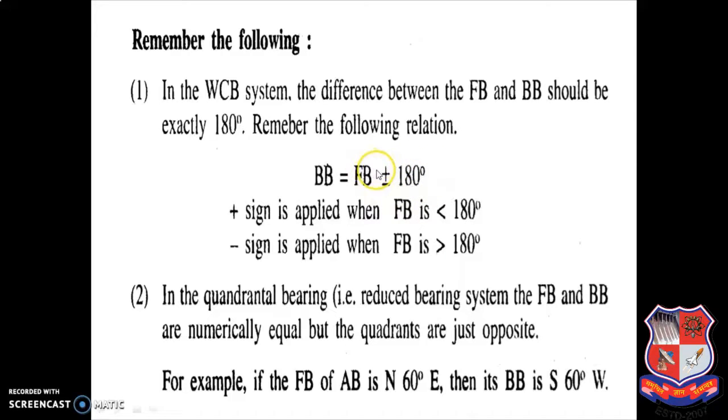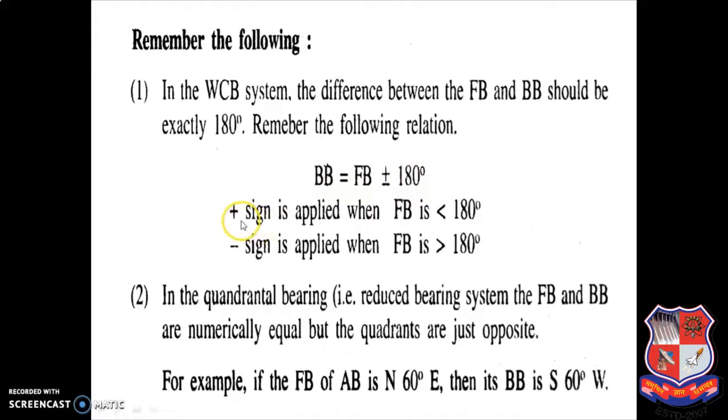Suppose you have a line with a fore bearing reading, but you don't have the back bearing. Using this formula you can easily calculate the back bearing of that particular line. Here you can see: back bearing is equal to fore bearing plus or minus 180.